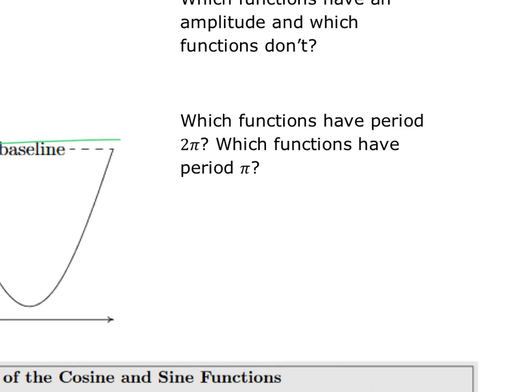So as a recap, which functions have periods of 2 pi? Sine and cosine. Oh, not just sine and cosine. Who else has periods of 2 pi? Cosecant and secant. The reciprocals also have period of 2 pi. Who has period of pi? Tangent and cotangent.